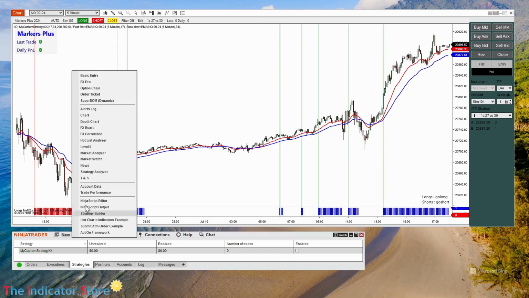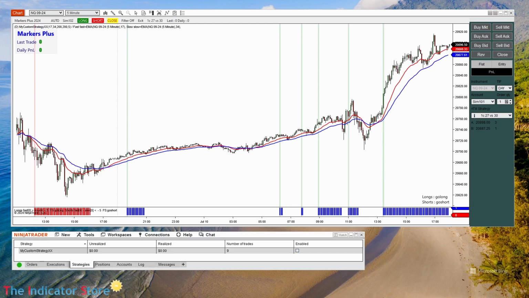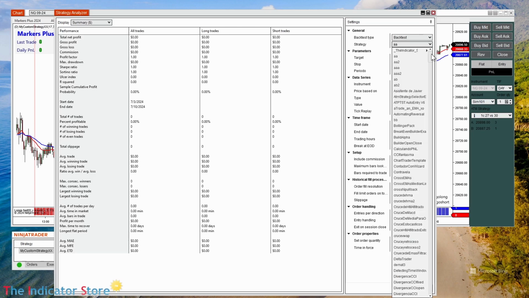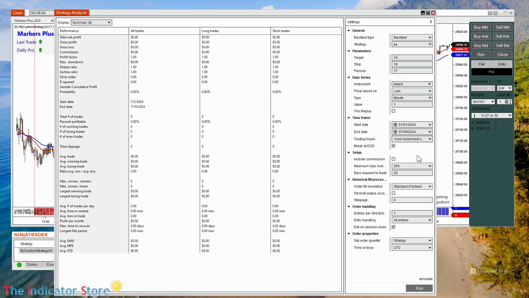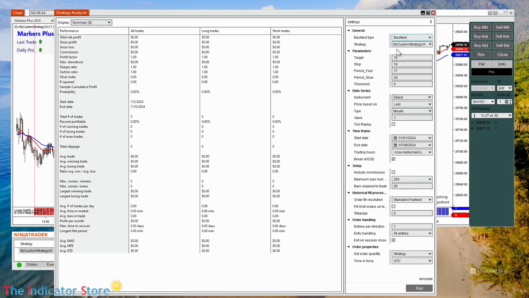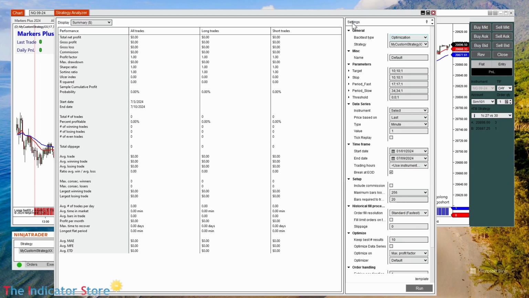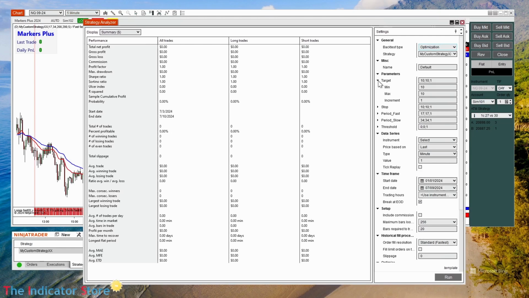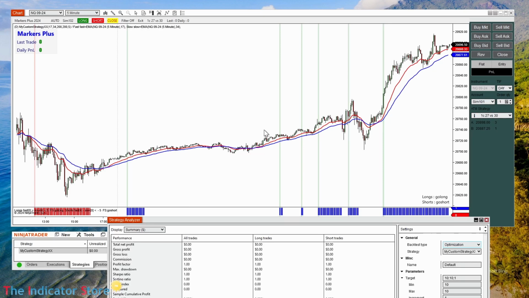So let's open the strategy analyzer. The name of the strategy is my custom strategy XX. This one. And when we select optimization, each parameter is now a range: starting point, ending point, and the interval. For the target, we saw that 10 is too small. 200 is more or less an average.